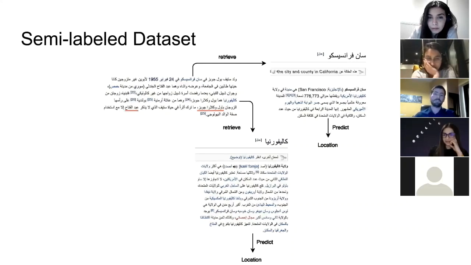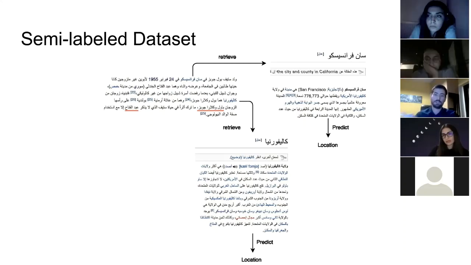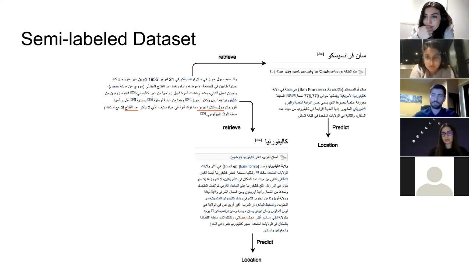I created this data set during my master thesis. It was automatically generated by randomly selecting Wikipedia articles and using an LSTM neural network to annotate all the entities that have, for example, a hyperlink to another Wikipedia page. This model takes as input the summary of an entity's Wikipedia article and classifies it into one of four classes: person, location, organization, or other. So let's look at this figure.